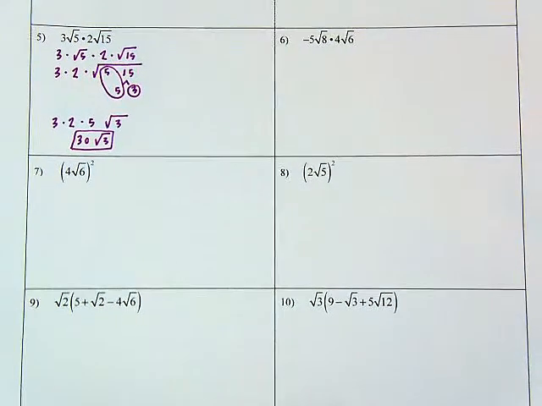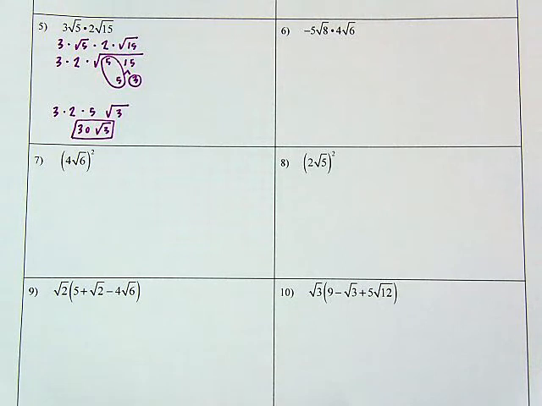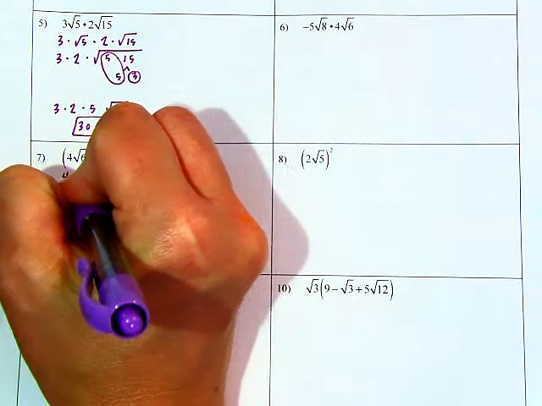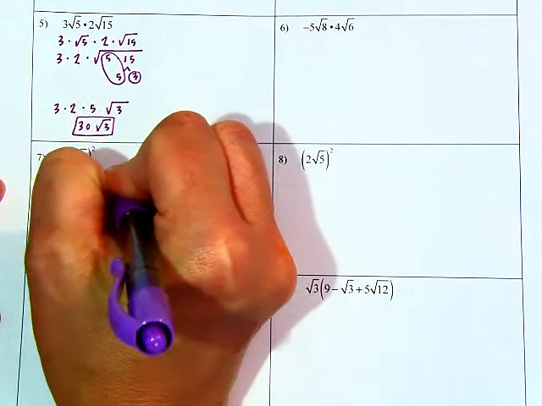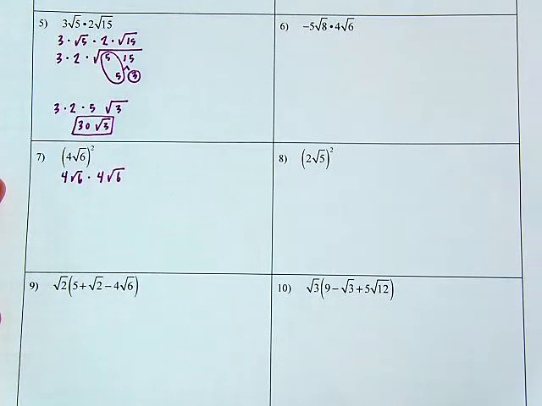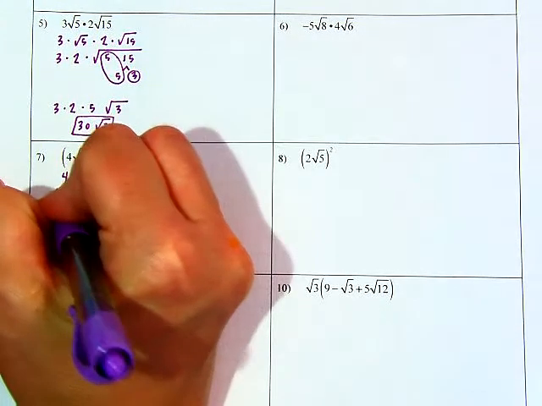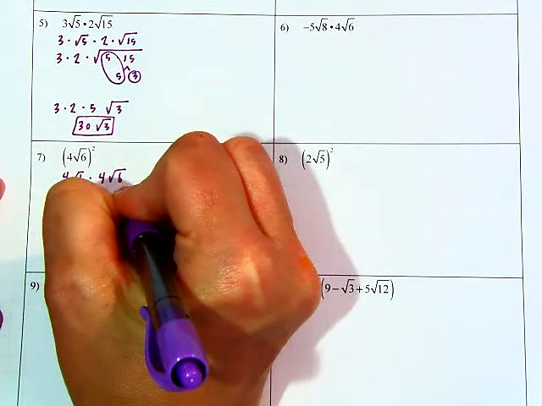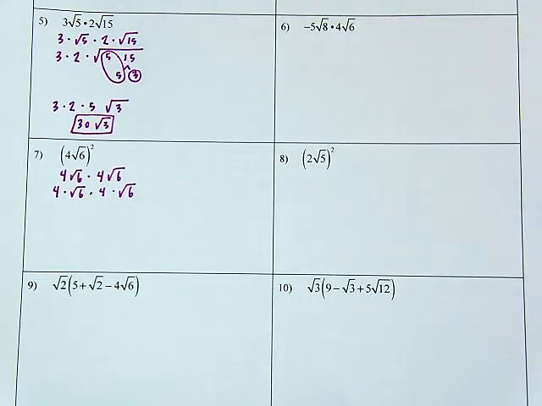All right, for 7, I have 4 square root 6 squared. So that really tells me that it's 4 root 6 times 4 root 6. Which again, just to be super clear, that's like saying 4 times the square root of 6 times 4 times the square root of 6. So I have these 4 components. It doesn't matter how I multiply them.